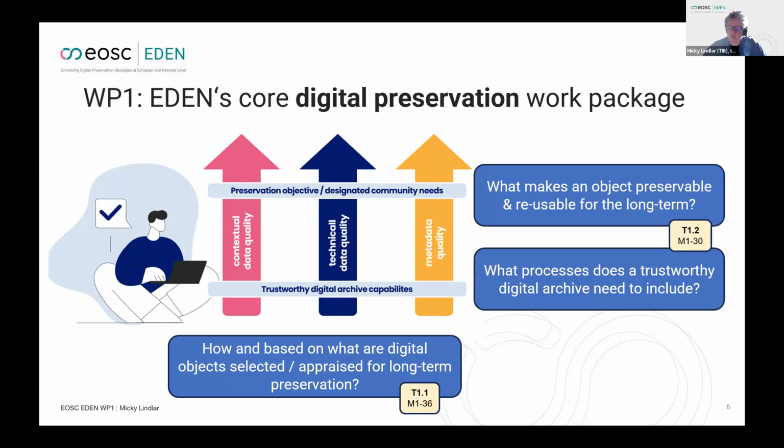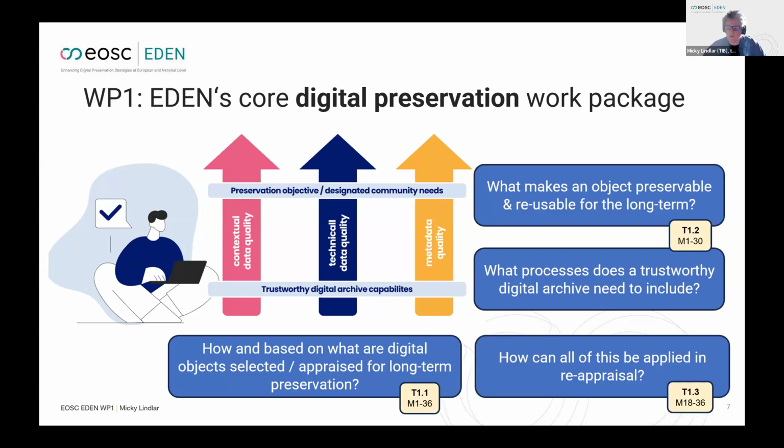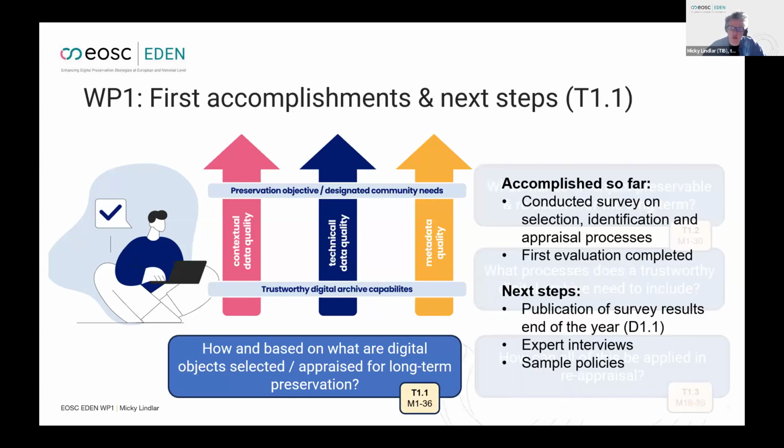And then we have T1.3, which is also led by TIB in form of Maria, which looks at how all of that can be applied in reappraisal. So what have we accomplished so far? For T1.1, we have conducted a survey on selection, identification, and appraisal processes. The first evaluation of that has been completed, and the next steps are the publication of the survey results at the end of the year in Deliverable 1.1. And following that, we are looking to conduct expert interviews with those respondents who said they'd be willing to volunteer for that in the next year and to formulate sample policies.